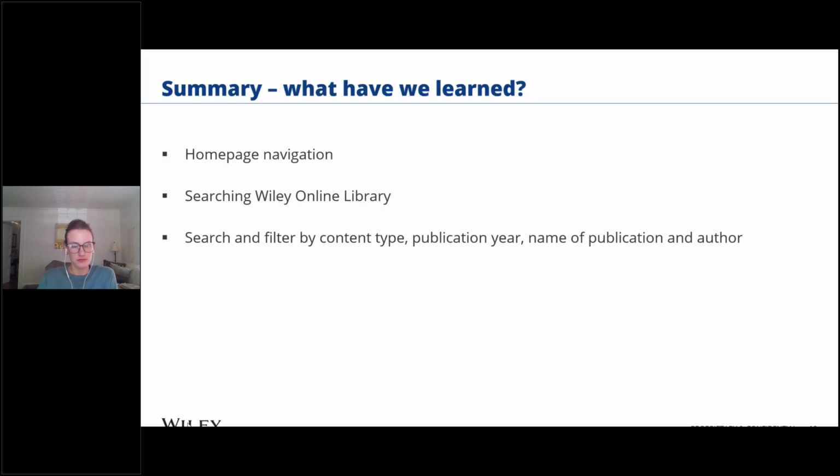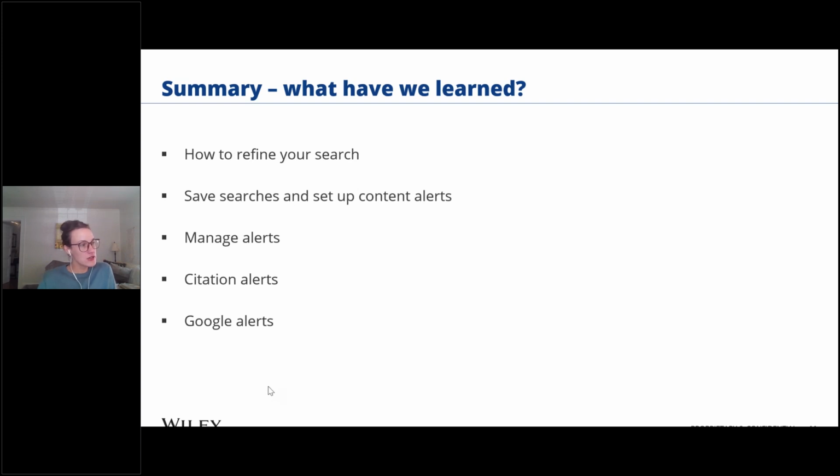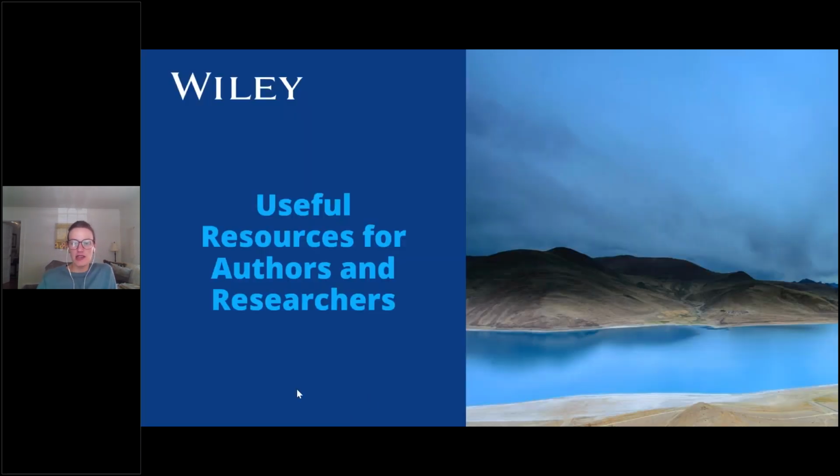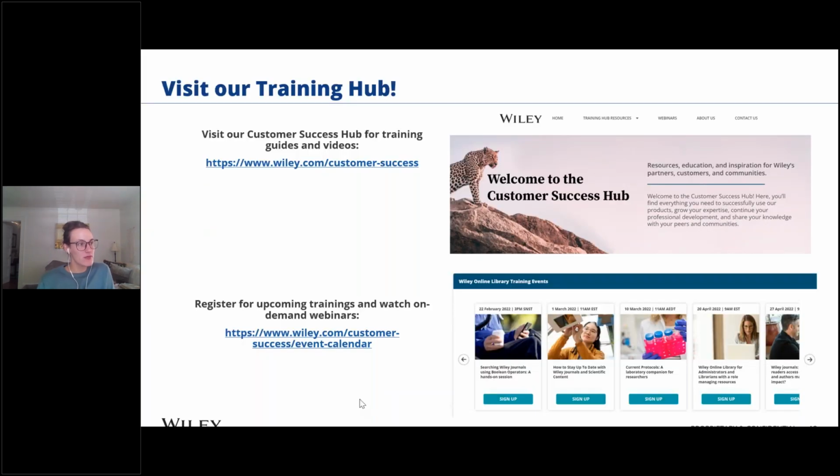So, a summary of what we learned. We looked at the homepage, searching and filtering, refining your search, content alerts, managing those alerts, as well as citation alerts and Google alerts, and some useful resources for authors. If you're interested in publishing, or maybe you have published before, I definitely encourage you to check out our Customer Success Hub.